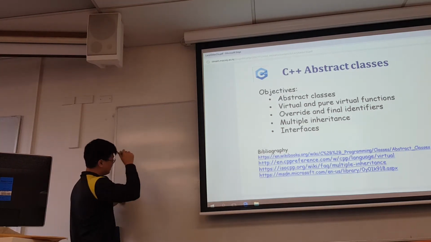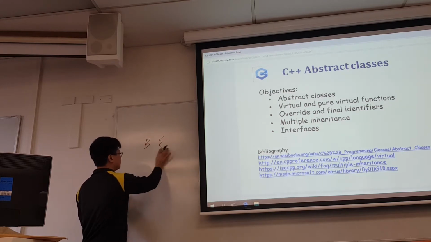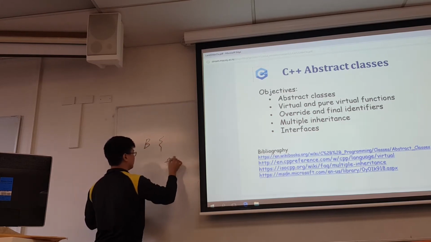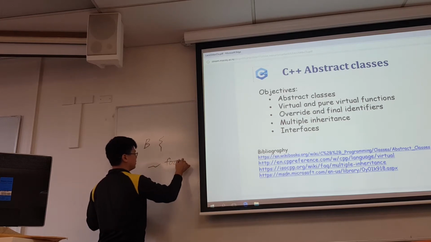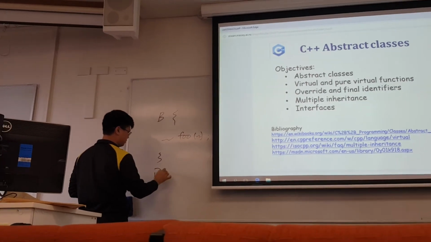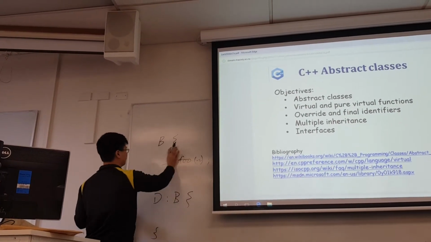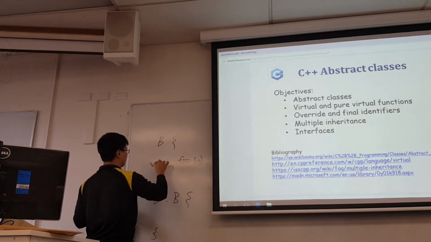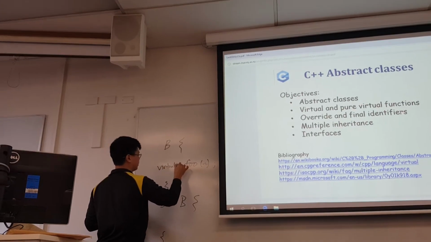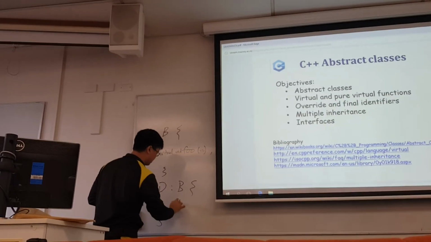If you have a base class with some function foo, of some sort of type, some sort of argument, and then you derive B, and then you override this, and this one is virtual void. Here you override it.